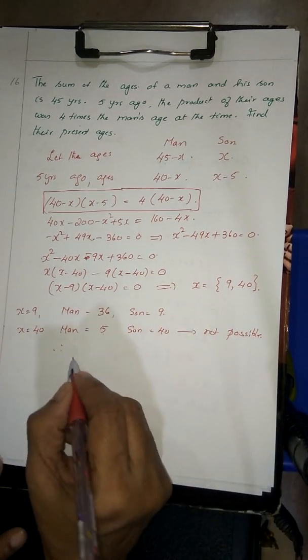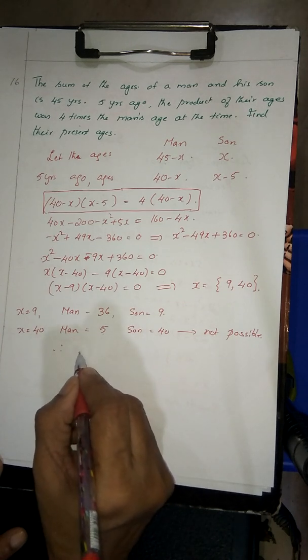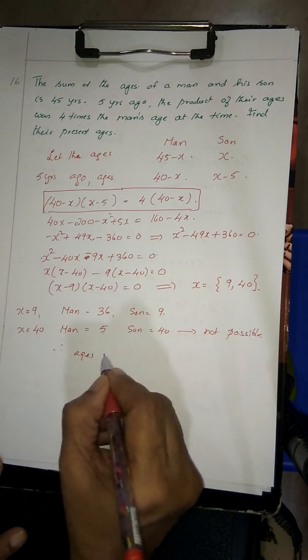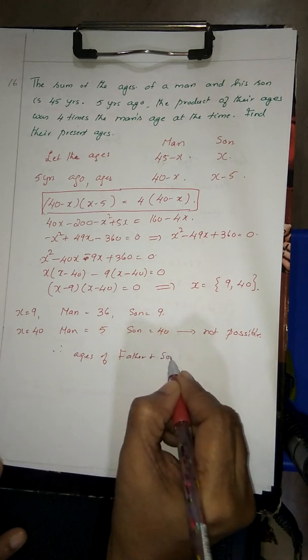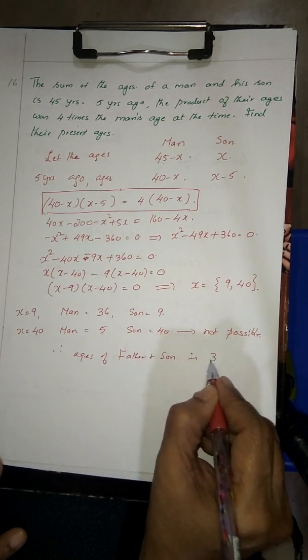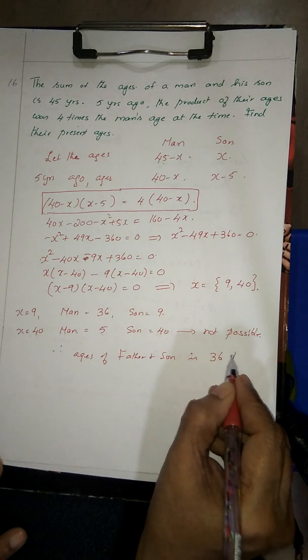Therefore, your answer is: the ages of father and son is 36 and 9.